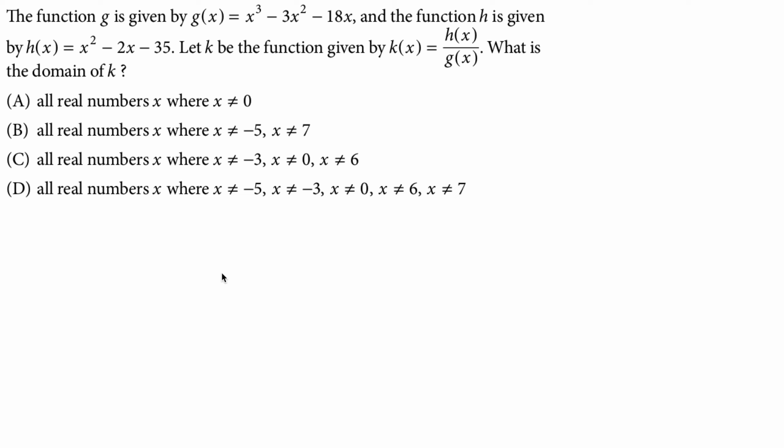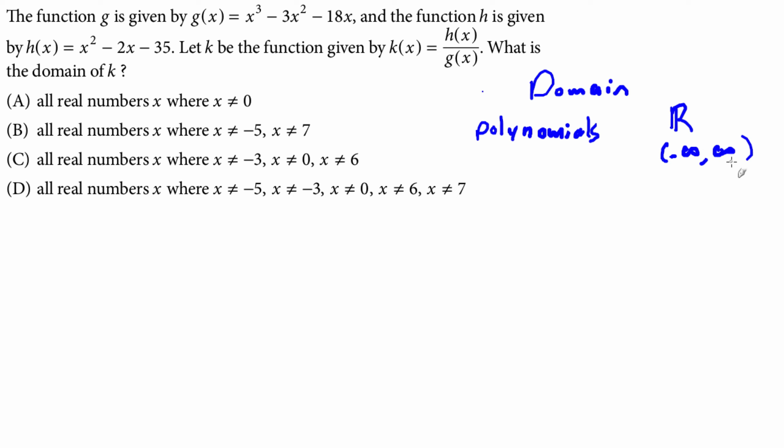And so I'll get the answer. I'll go a little further, but all we really care about is the following. So we know that the domain, let me write this down carefully, the domain for polynomials is all real numbers, or negative infinity to infinity. There's nothing that can go bad on the real numbers for a polynomial function as inputs.